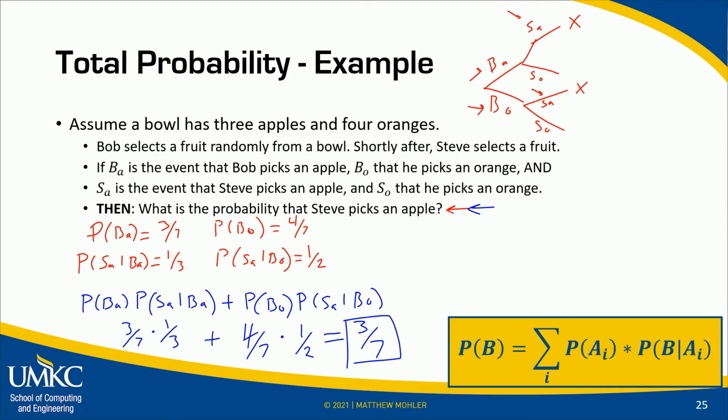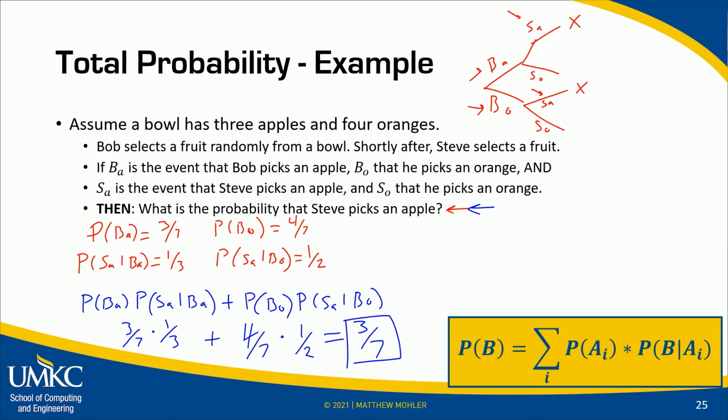Now you may be looking at that and saying, okay, so there's a 3 out of 7 chance that Steve picks an apple just overall. And then you may look at the problem statement that the bowl has 3 apples and 4 oranges and say, so Bob picked an apple or Bob picked an orange, but at the end of the day, regardless of what Bob picked, there's still a 3 out of 7 chance. If Bob hadn't picked anything, Steve would pick up an apple with probability 3 out of 7, right? If Bob never came by, the probability of Steve picking up an apple would be 3 out of 7.